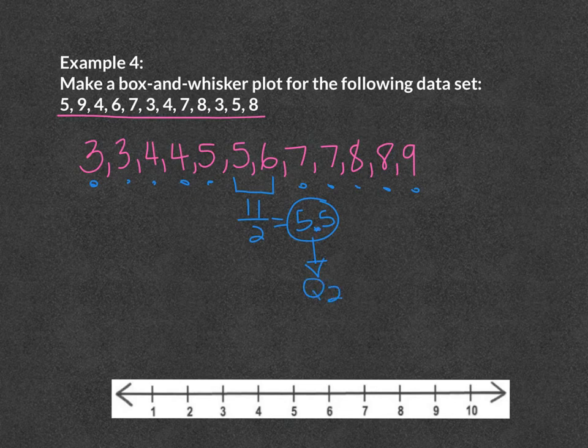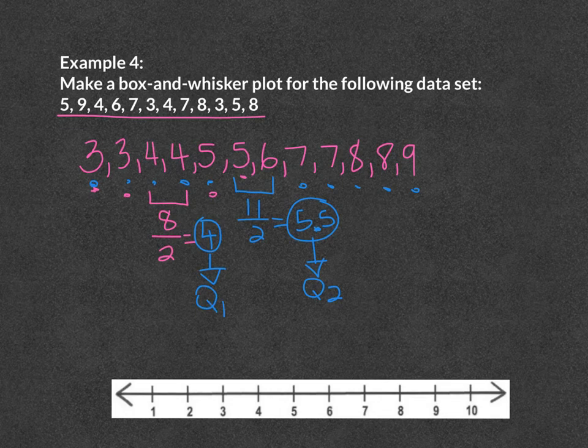Now I'm going to find the middle number of the lower half of our data set. So I'm going to pair these numbers up. This 3 will go with this 5, this 3 with this 5. So my two middle numbers are 4 and 4. So 4 plus 4 will give me 8. Divide that by 2 to find the average. 8 divided by 2 will give me 4. 4 is quartile 1.